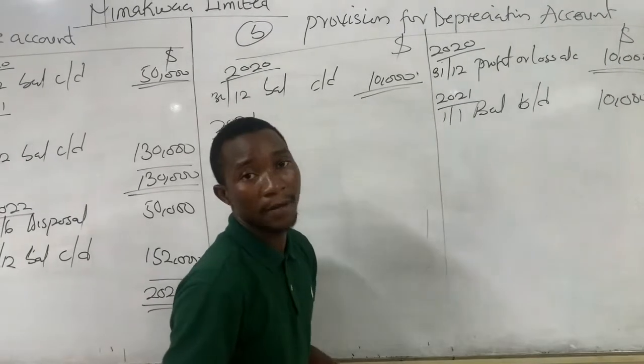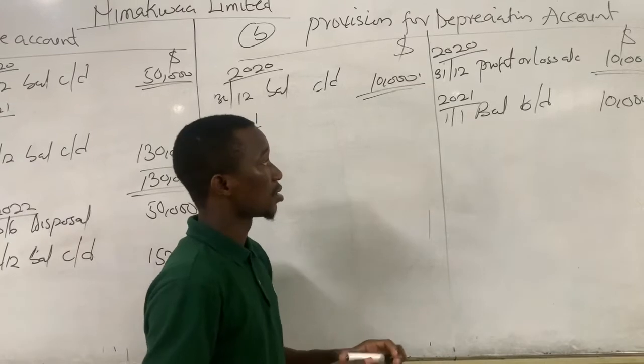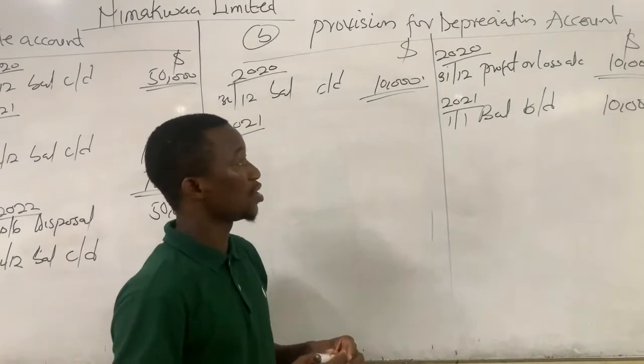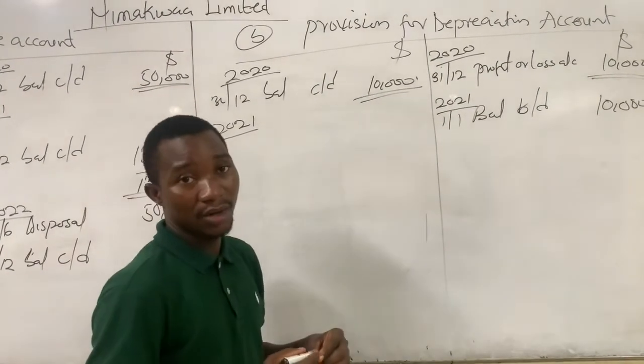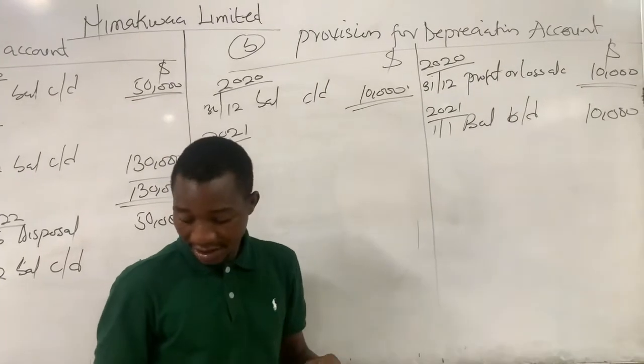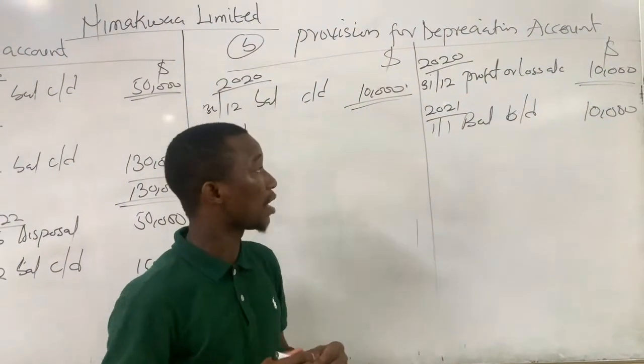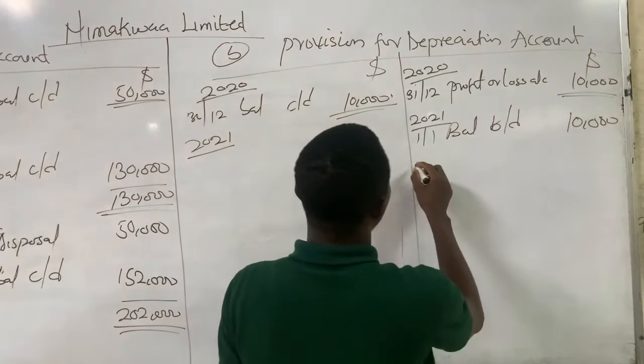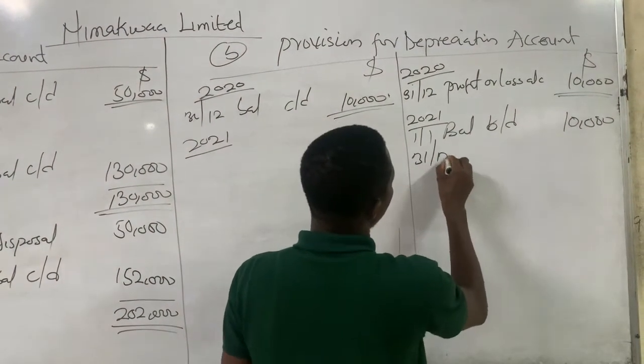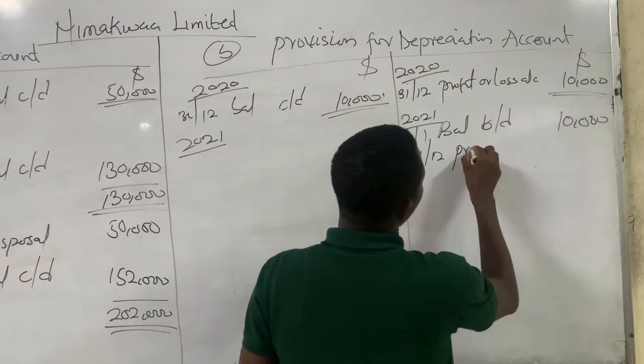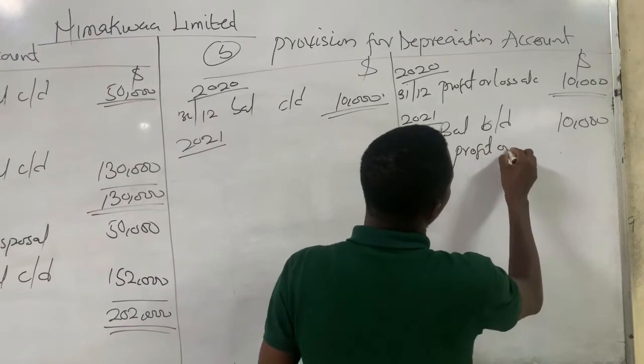From our statement of depreciation, we had an annual depreciation for 2021. Is that okay? And that is from the statement of depreciation. We had 16,000. So that will be on the 31st of December, the profit or loss account.